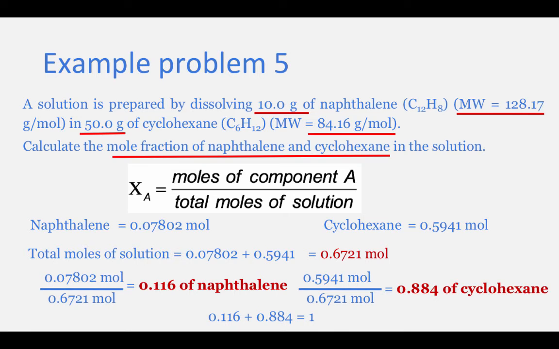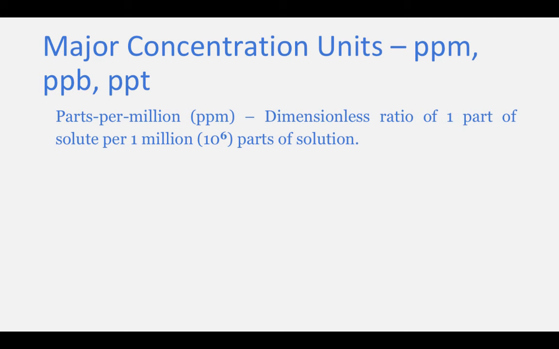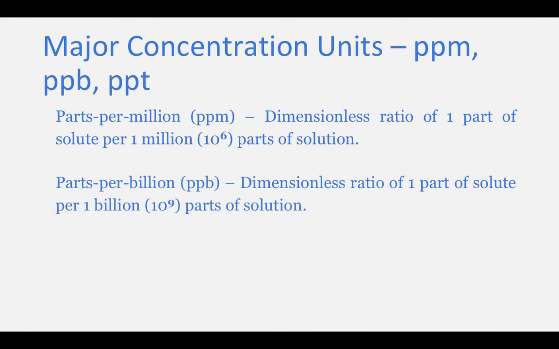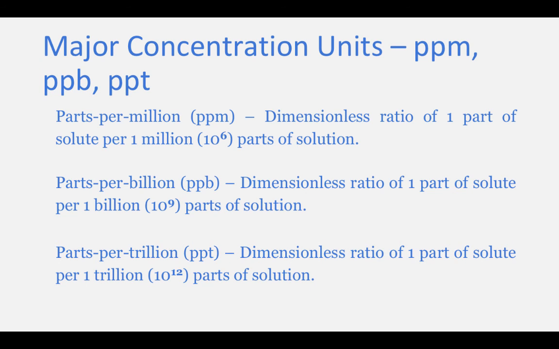The last concentration unit you will be responsible to know about is parts per million or ppm, parts per billion or ppb, and parts per trillion or ppt. Parts per million is a dimensionless ratio of 1 part of solute per 1 million, 10 to the 6, parts of solution. Parts per billion is a dimensionless ratio of 1 part of solute per 1 billion parts of solution, 10 to the 9. Parts per trillion is a dimensionless ratio of 1 part of solute per 1 trillion, 10 to the 12, parts of solution.